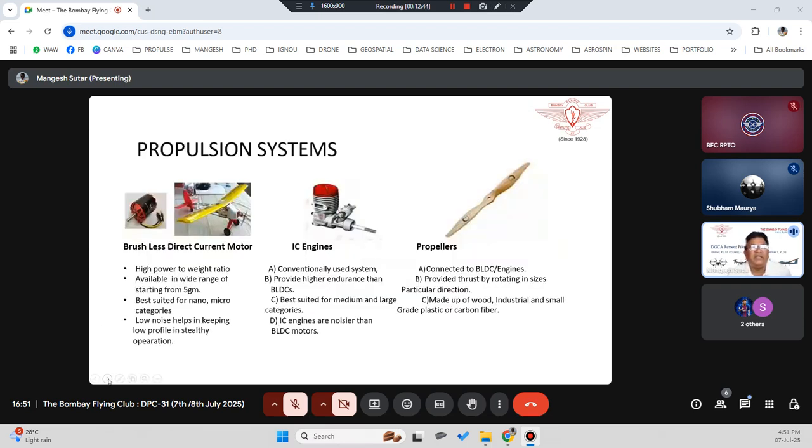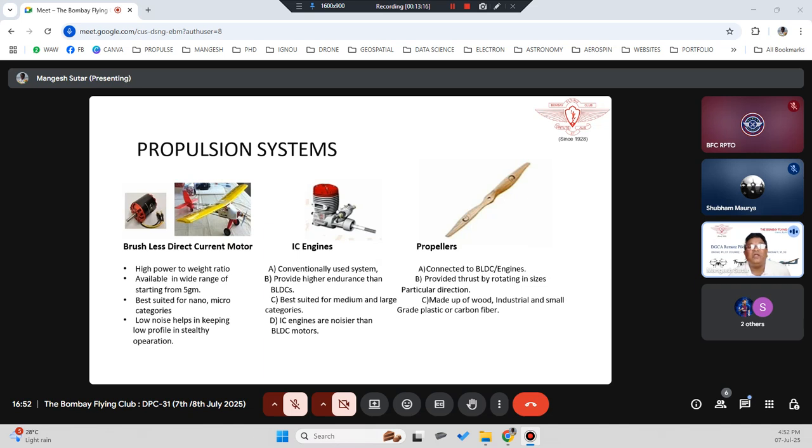The propulsion system can be of 2 types. One is the brushless direct current motor, that is a small BLDC motor, what we normally call, or it can be an IC engine. So basically, the brushless direct current motor or BLDC has a high power to weight ratio, available in a wide range starting from 5 grams. 5 grams, 20 grams, even 50 grams, 100 grams motors are available. Best suited for nano and micro categories. These are for small fixed wing. These kinds are very small.